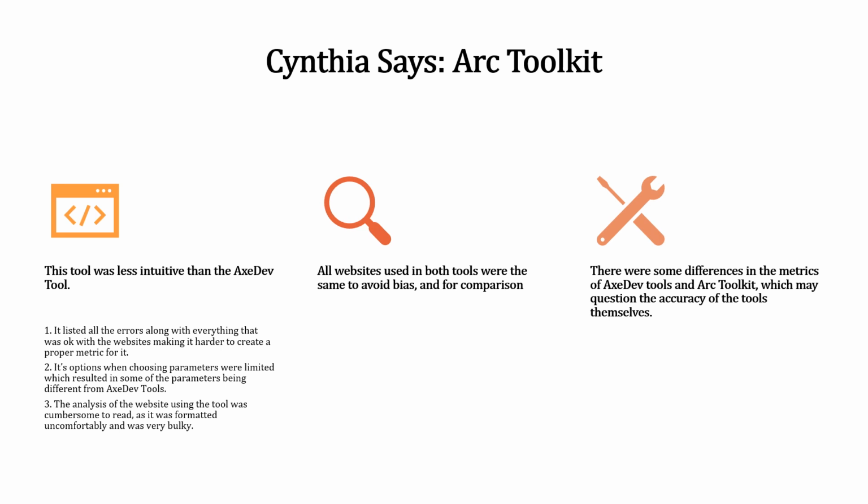Now, for the discussion. The R toolkit, if you compare it, was less intuitive than the AxDev tool. It listed all the errors and everything that was right and wrong with the website. It was quite hard to read. There were limited options when choosing parameters, and the analysis was cumbersome. It was too tiring to read. All websites used in both the tools were the same to avoid bias and to allow comparison. There were differences in the metrics of AxDev and R toolkit, which may question the accuracy of the results themselves.